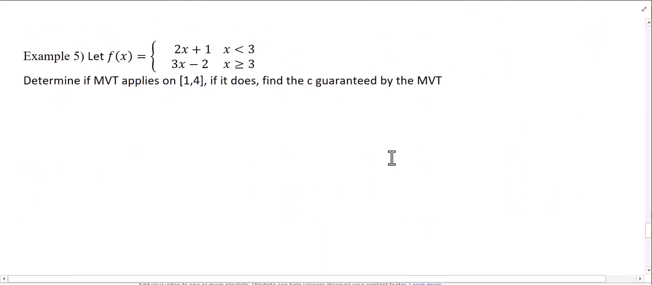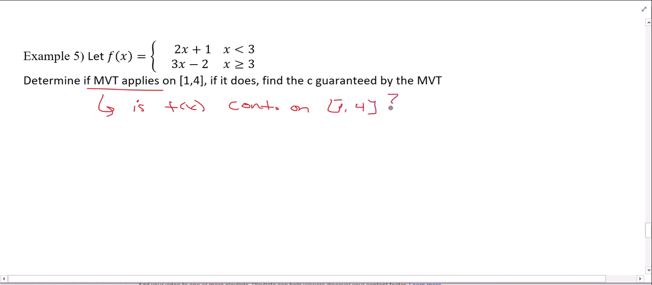All right, so example 5, let f of x be that piecewise function. Determine if the mean value theorem applies on the closed interval [1, 4]. If it does, find the value of c guaranteed by the mean value theorem. So to check if the mean value theorem applies, we want to see: is f of x continuous on the closed interval [1, 4], and is it differentiable on the open interval (1, 4)? So those are the things that we need to check.